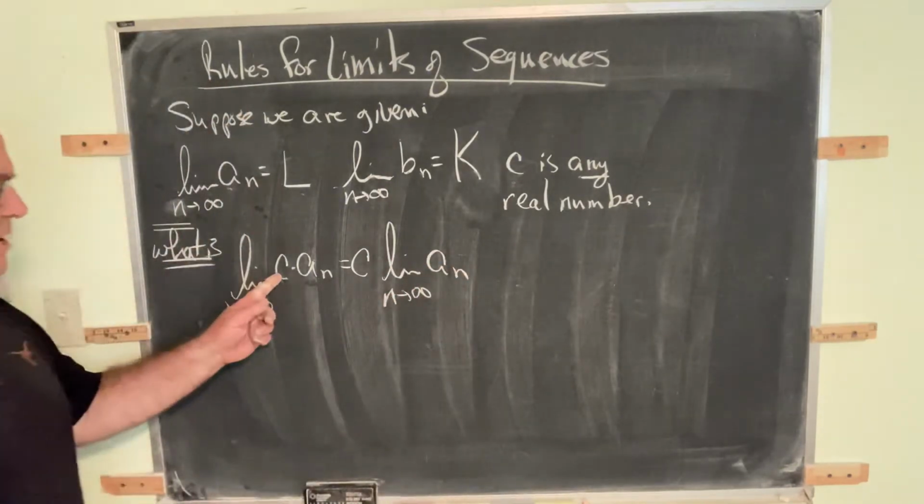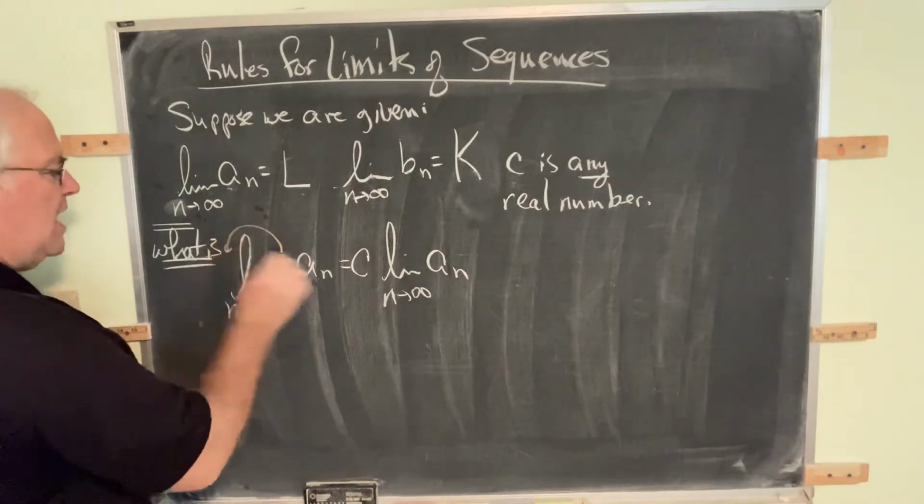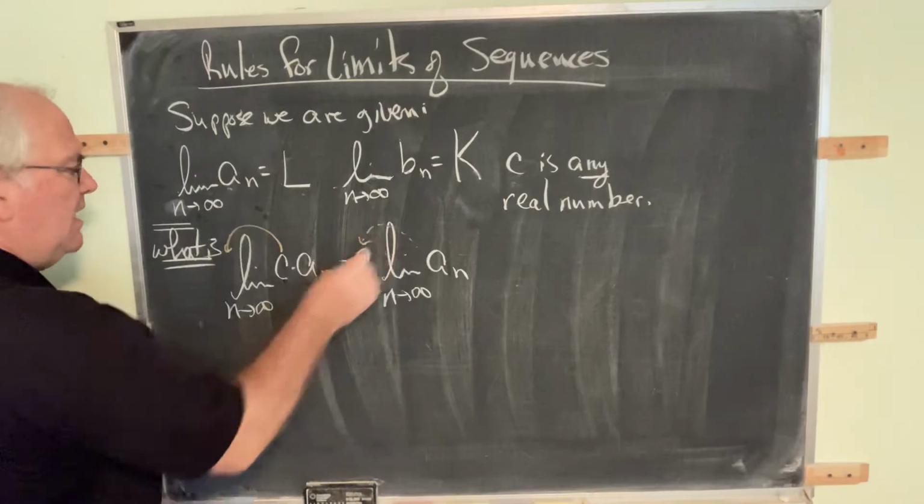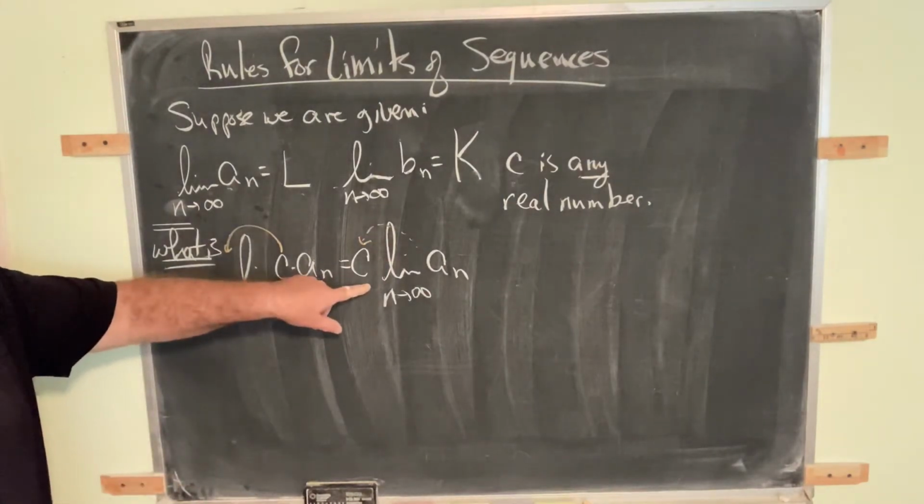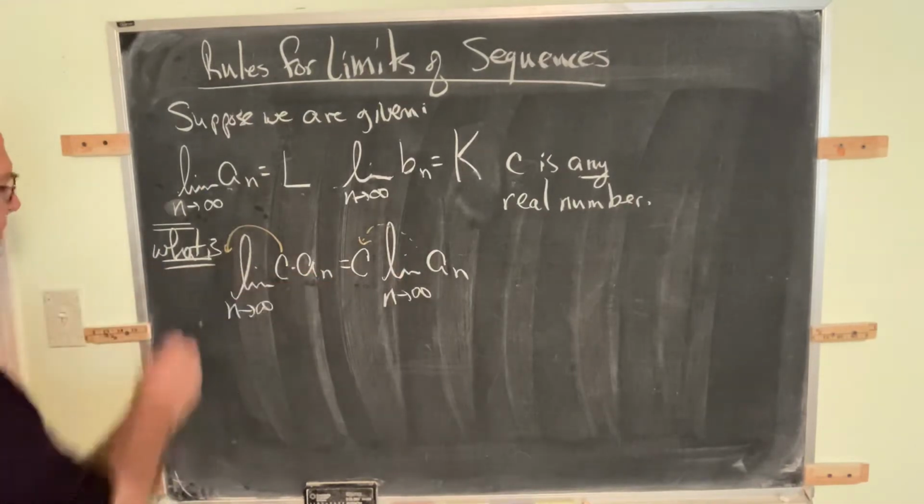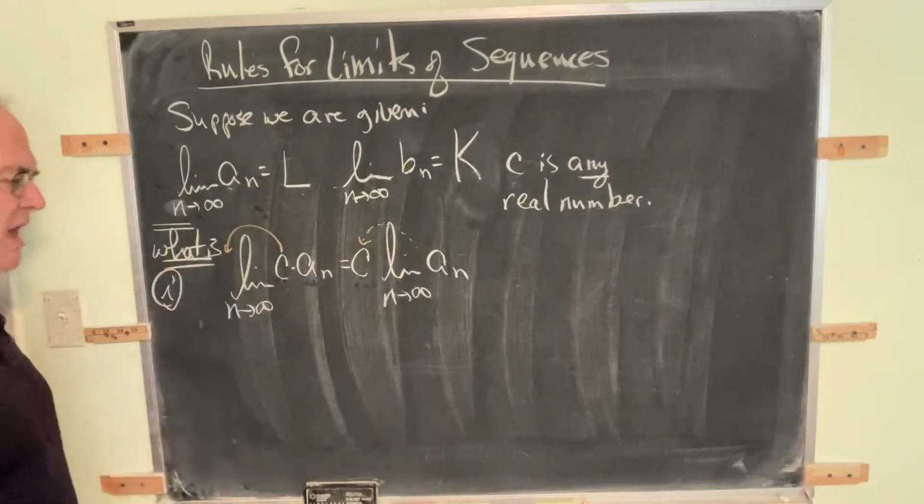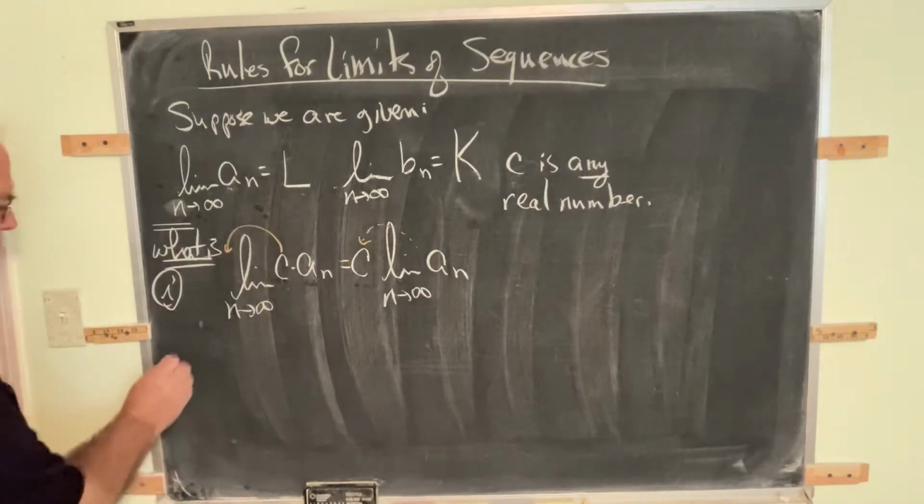What this rule says is you may move the constant multiplier out in front. Constant multipliers multiply along. Find the limit, then multiply. Number one, constant multipliers multiply along.